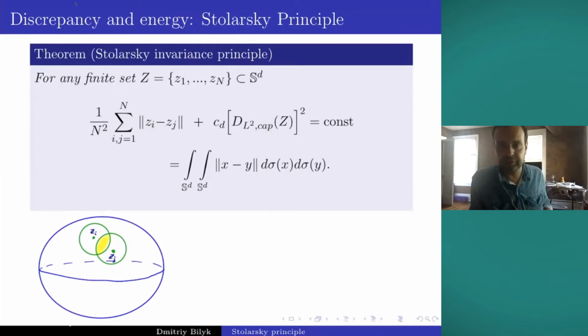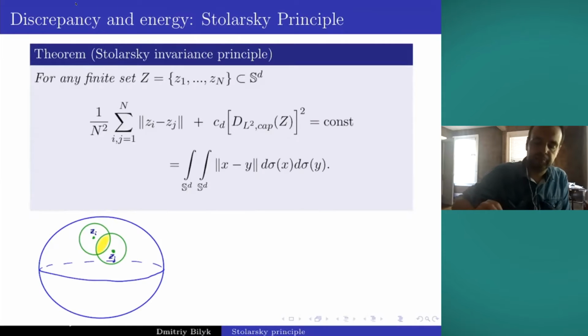If you do the computation, you come up with this: the L2 spherical cap discrepancy plus the sum of Euclidean distances, this discrete energy, is a constant. And that constant is equal to this continuous energy. This is why it's called the invariance principle. It says that this sum is invariant.